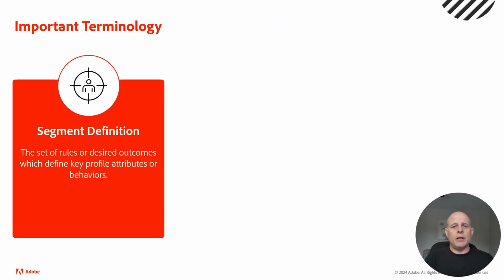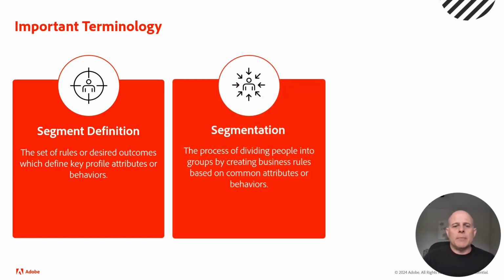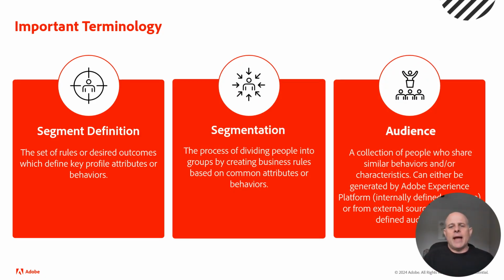So some important terminology to keep in mind is sometimes you'll hear me mix and match segment and audience wording. And that's because really what we have going on here is we have a segment definition, which is really a set of rules. Then we have the actual segmentation, which is the process by which we apply these rules. And out of that comes an audience. And the audience really is the result of having applied these rules to profiles and getting a set of profiles that actually qualify for these rules that we've defined.